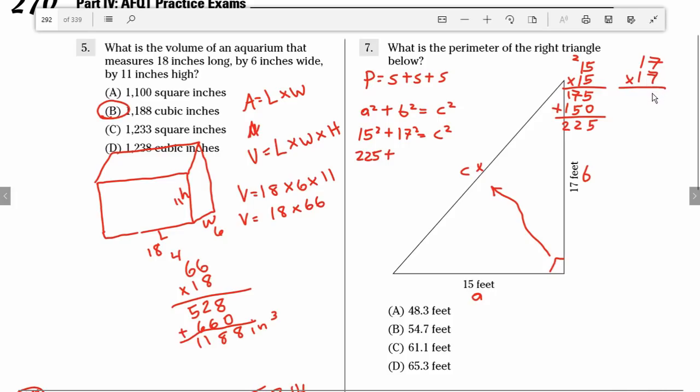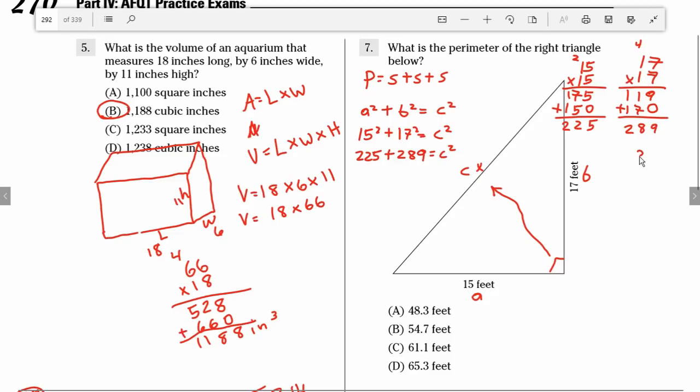7 times 7 is 49. Carry the 4. 7 times 1 is 7, plus 4 is 11. Bring down a 0. 7 times 1 is 7. 1 times 1 is 1. This is 0 plus 9 is 9. 7 plus 1 is 8. 1 plus 1 is 2. So this becomes 225 plus 289 equals c squared.